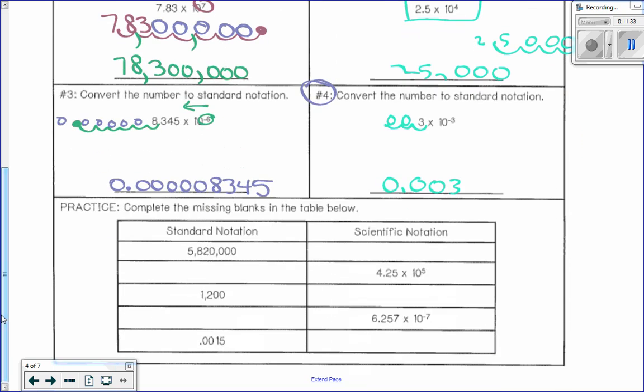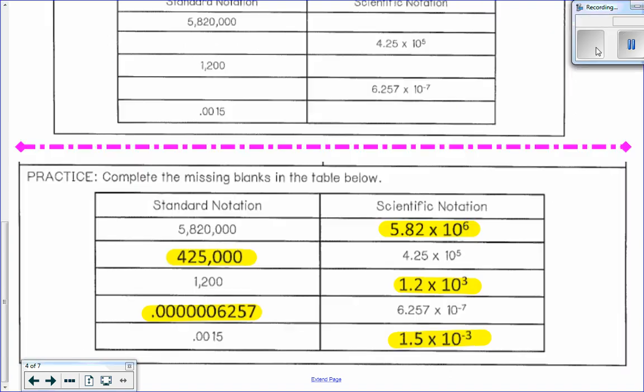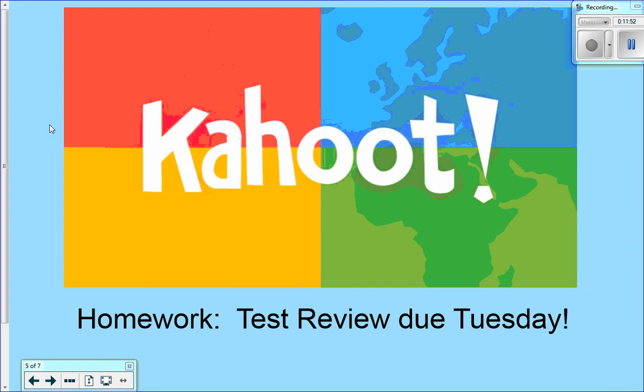Below is more practice. Go ahead with your table, complete the missing blanks, and then we'll check. Clarify anything? Questions? Alrighty then, if you could get out a device, we'll play a Kahoot for more practice.